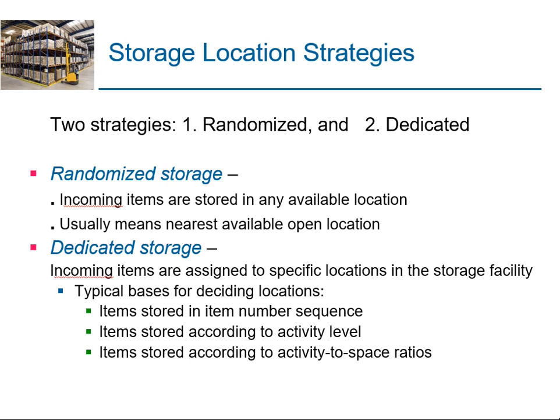The second approach is to have dedicated storage, where the incoming items are assigned to specific locations in the storage facilities. So, the typical basis for deciding locations depends on several factors, including items stored in item number sequence, according to activity level, and according to activity to space ratios. These are basically decided by the management based on consultation with the production areas.